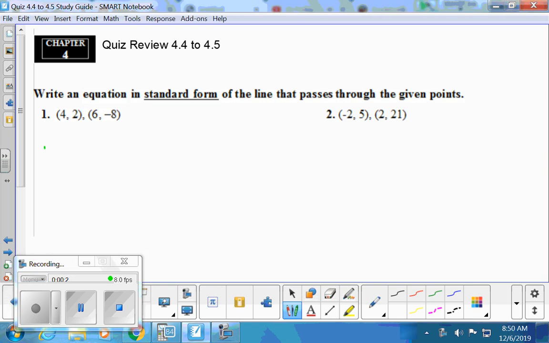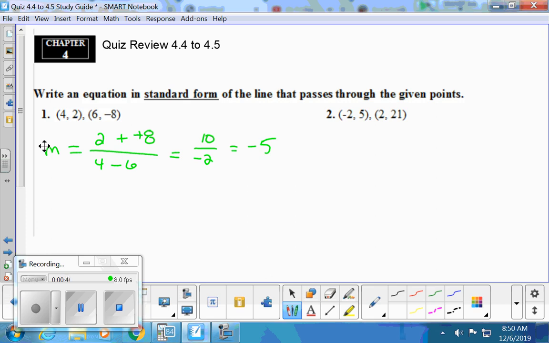I had a couple students looking ahead and they're like, these two are hard. Yeah, standard form's your hardest form. Let's find our slope first. Y minus y on the top, x minus x on the bottom. So I think that's 10 over negative 2. Am I matching the slopes you guys who've worked ahead got? Slope of negative 5? Okay.